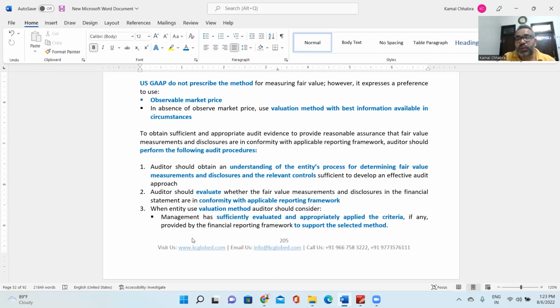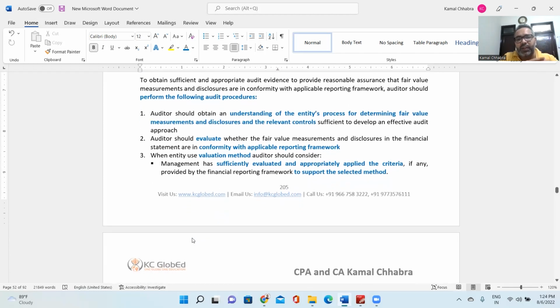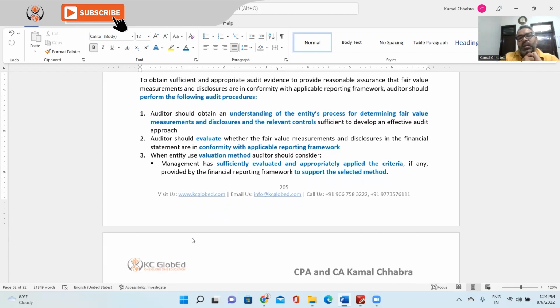But what all things do you need to do as an auditor to test the fair value measurement? To obtain sufficient and appropriate audit evidence to provide reasonable assurance that the fair value measurement and disclosure are in conformity with the applicable reporting framework, the auditor should perform the following audit procedures. First, the auditor should obtain an understanding of the entity's process of determining fair value measurement, disclosure, and the relevant controls sufficient to develop an effective audit approach.